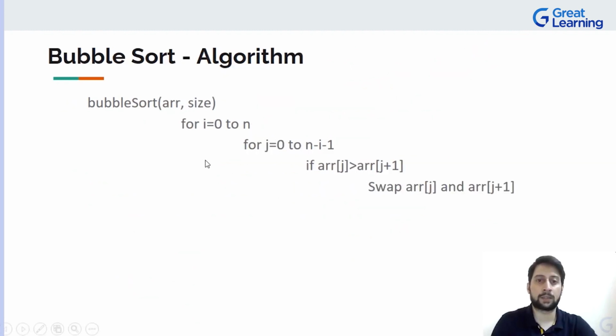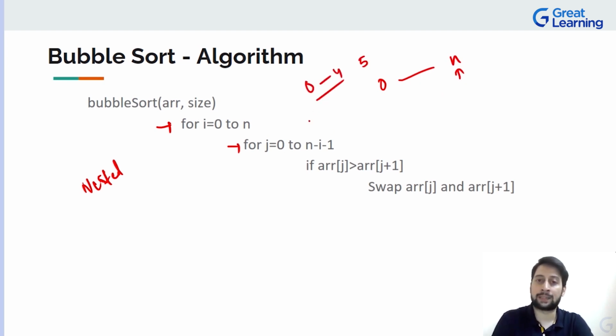Bubble sort algorithm. As you can see, as I told you earlier when we were talking about what bubble sort is, we will be implementing this bubble sort with the help of two for loops, that is, nested for loops. This is the first for loop, in which we will be iterating from 0 to n elements. That means if there are 5 elements, we'll be traversing from 0 to 4. With that, every element will be compared with the rest of the elements.